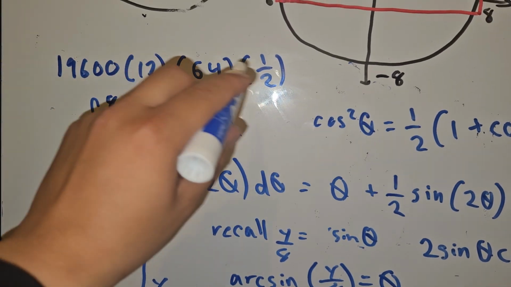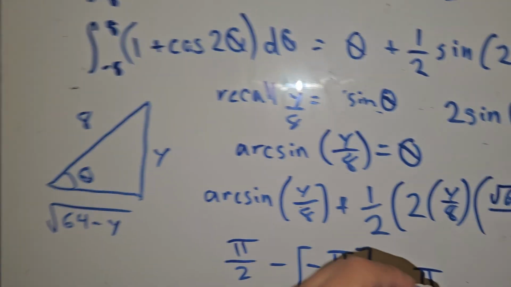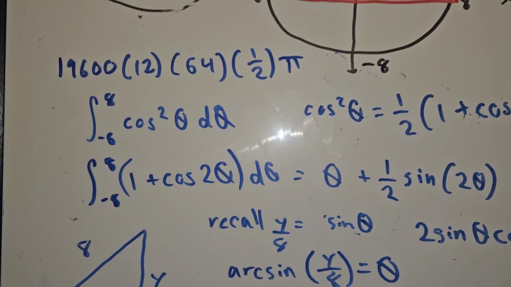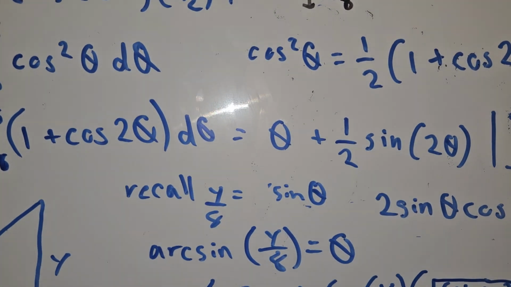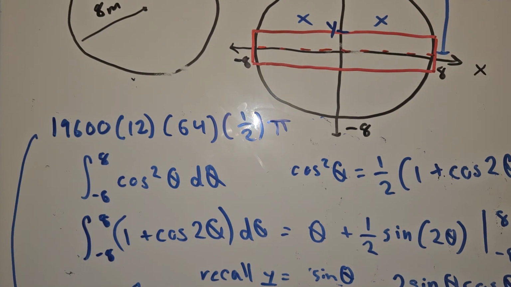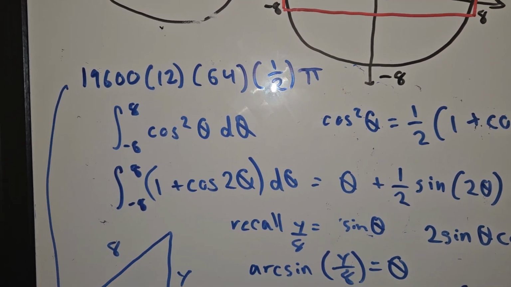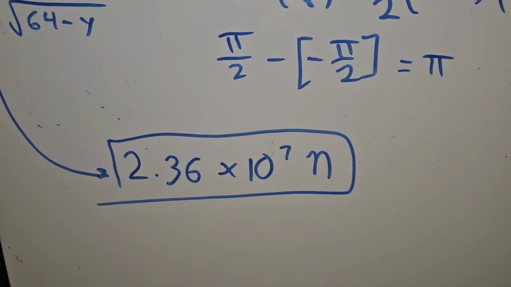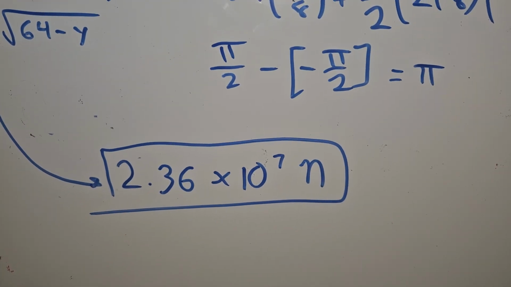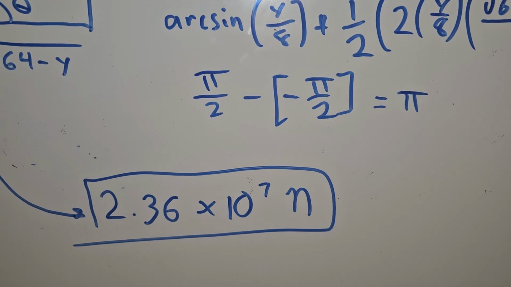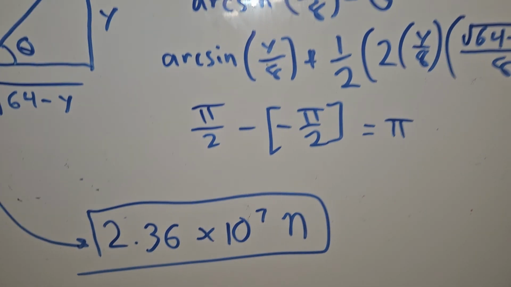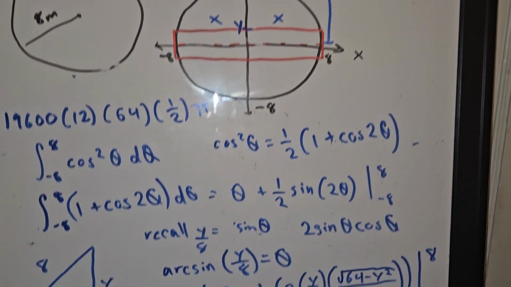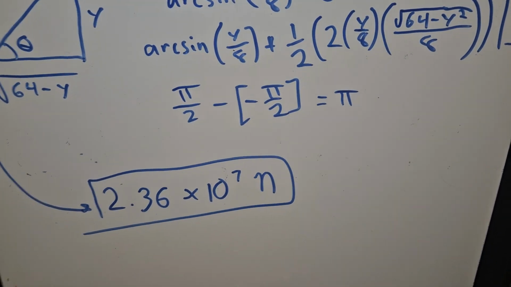Once we got pi, you want to multiply pi by this. Remember when we had this thing here? Don't forget about that. So let's multiply pi by that. Plug that into your calculator. I plugged this into my calculator and I got about 2.36 times 10 to the 7 newtons. That is what the answer should be according to your textbook. And that is how you solve this. And that is it. Thank you.